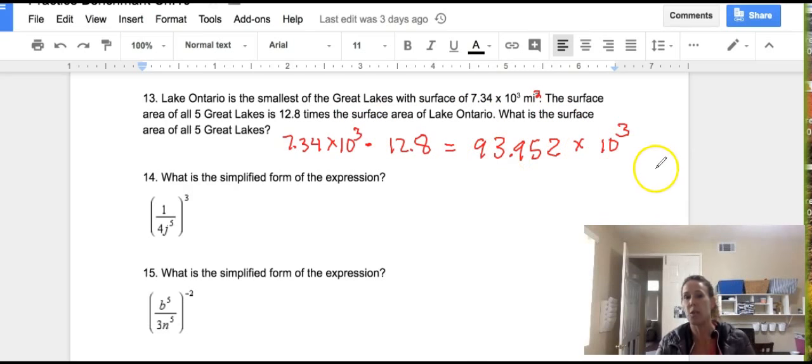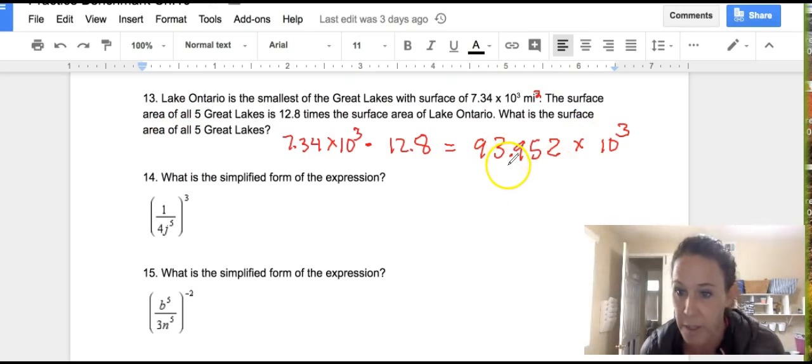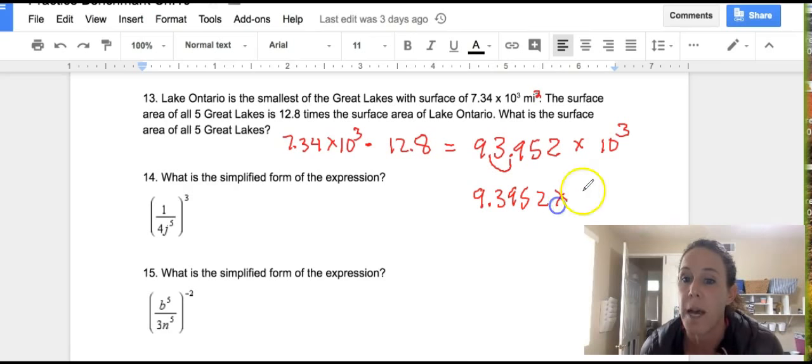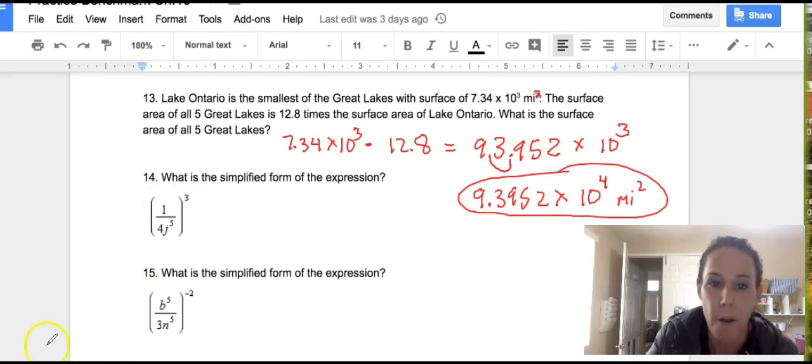Now my answer isn't quite in scientific notation yet. And it doesn't say to put it in scientific notation, but I would like you to put it in scientific notation because that's how it will be on the test. Go ahead and move the decimal over 1 decimal place. Okay, so I'm making this number smaller, which means I'm going to have to multiply by 10 to the first to accommodate for that decimal place. 9.3952 times 10. When I move it over 1, this becomes 10 to the 4th. And that would be miles squared. And that should be your solution. That would be the surface area of all 5 Great Lakes.